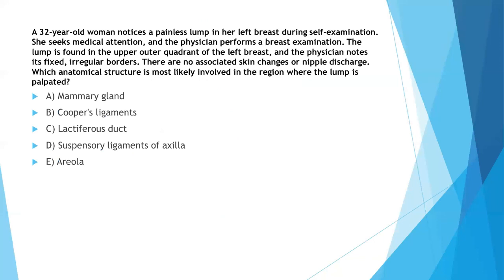So here we have: which anatomical structure is most likely involved in the region where the lump is palpated? A 32-year-old woman notices a painless lump in her left breast during self-examination. She seeks medical attention and the physician performs a breast examination. The lump is found in the upper outer quadrant of the left breast, and the physician notes it's fixed with irregular borders. There are no associated skin changes or nipple discharge. Which anatomical structure is most likely involved in the region where the lump is palpated? Mammary gland, Cooper's ligament, lactiferous duct, suspensory ligaments of axilla or areola.